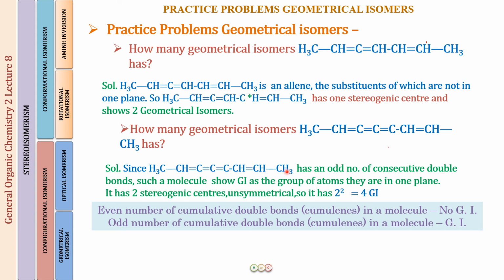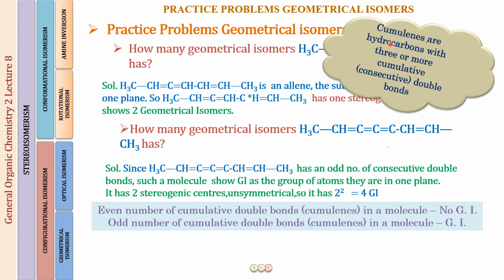All right, now the cumulative double bond structures are called cumulenes. So do remember this. When we have two double bonds together, we call this an allene. When we have a hydrocarbon with three or more cumulative or consecutive double bonds, we call it a cumulene. All right, I hope you will remember this added information, but a very important one.